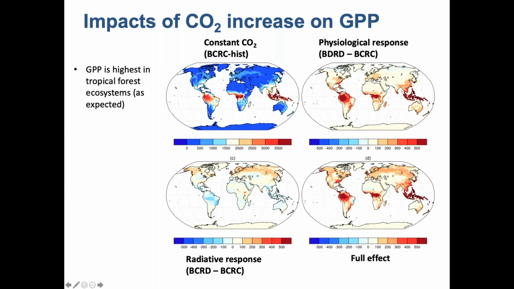So then in the simulation with the full effect, where we have both the physiological and radiative responses, this is the pattern that we get, which is not exactly a linear combination, but sort of similar to a linear combination of the other two. And in this case, we get a combined response that has increases in GPP almost everywhere in the globe.